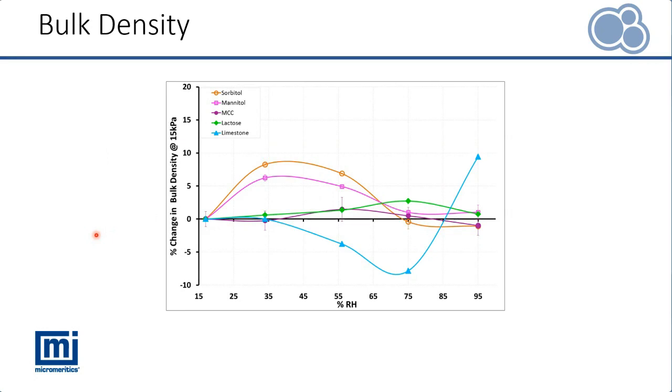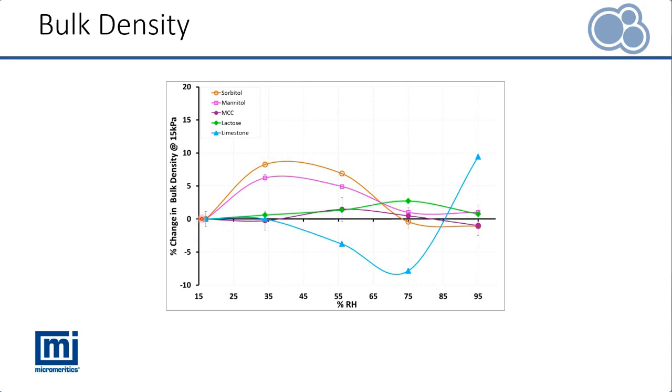If we look at the relative change in bulk density at 15 kilopascals normal stress as a function of relative humidity, what I find quite interesting here is that the sorbitol and mannitol both start to increase in density as the sample starts to become more humid, but then that density drops back down, almost back to the same position where it was when there was no moisture, or relatively less moisture within the sample.